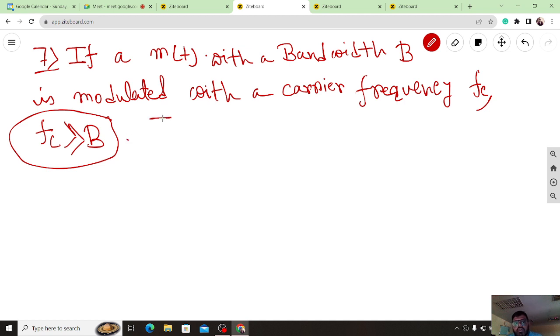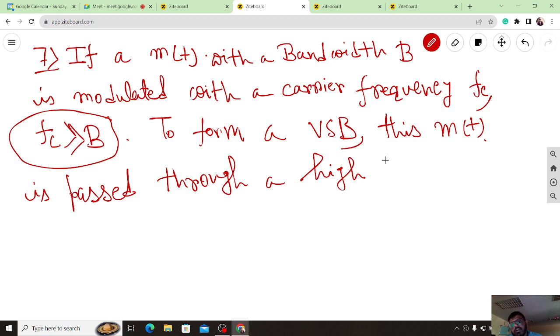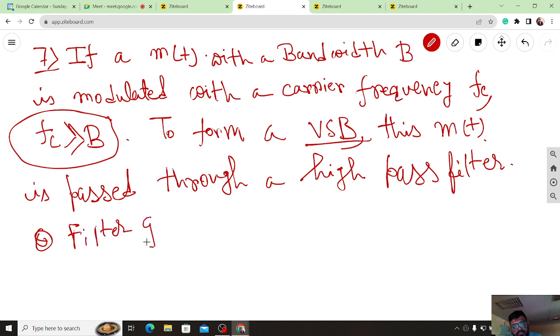Okay, so to form a VSB signal, vestigial sideband signal, this message signal MT is passed through a high pass filter. So it will suppress some low frequency components here. That's the way they are generating the VSB signal. And this filter has some characteristics. Filter has gain 1 and it has roll off alpha.